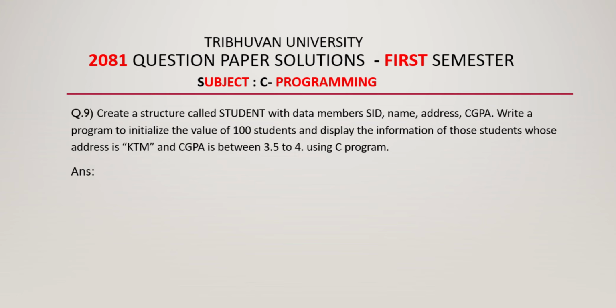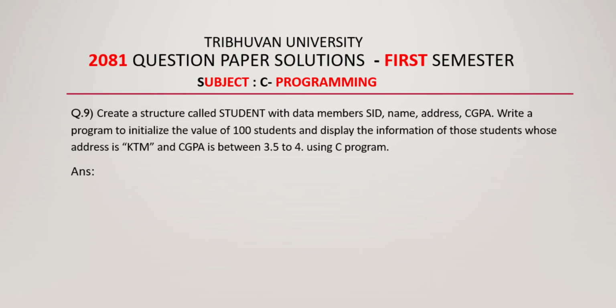Today we're going to solve question No. 9 from the 2081 C programming question paper. This is a 5 marks question where we'll use structure in C to store student information and display only those students who live in KTM and have CGPA between 3.5 to 4.0.